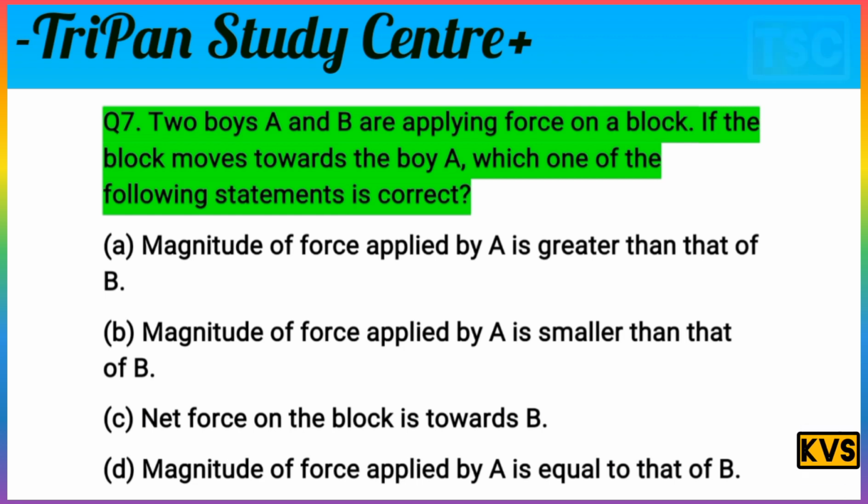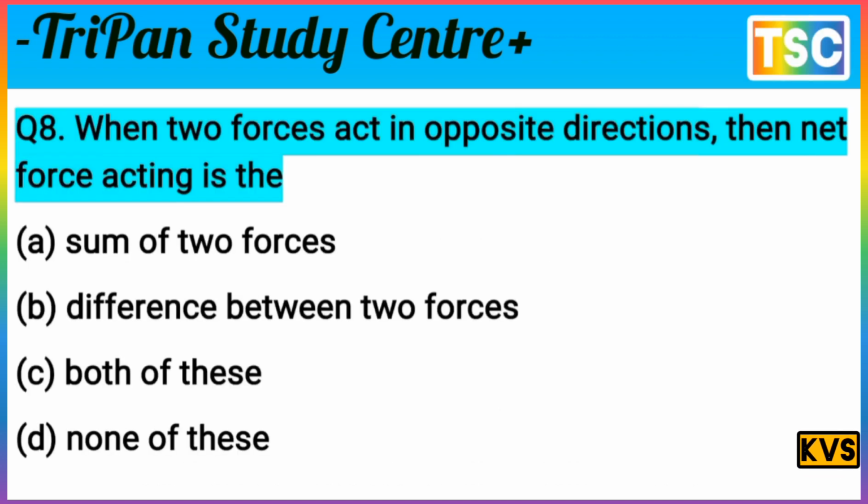You know that the B option is correct here. Magnitude of force applied by A is smaller than that of B. It means the B option was correct for this question. Let's see the next question here. The next question is on your screen.